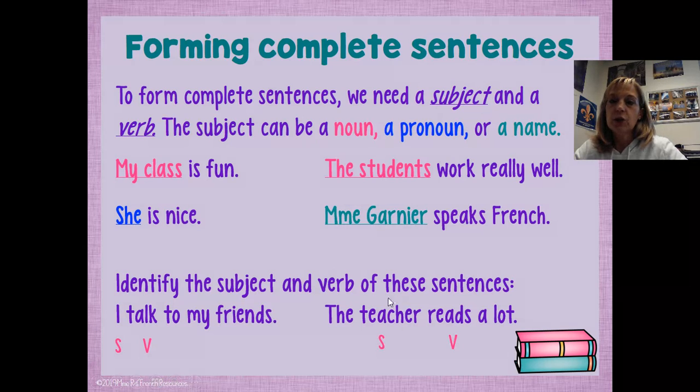The subject is teacher. Who or what reads a lot? The teacher. Reads is what our subject is doing in the sentence. Reads is our verb.